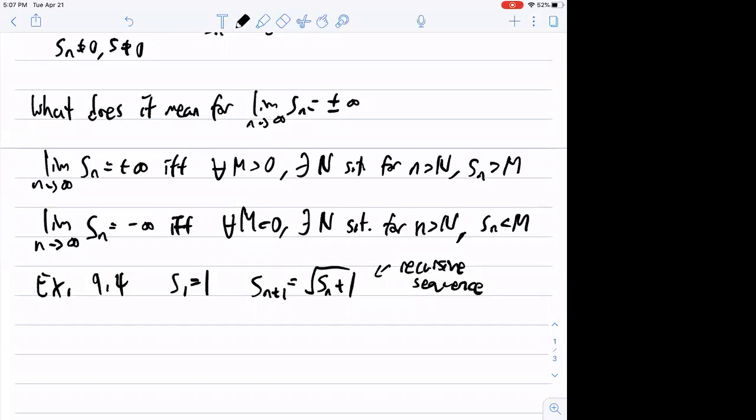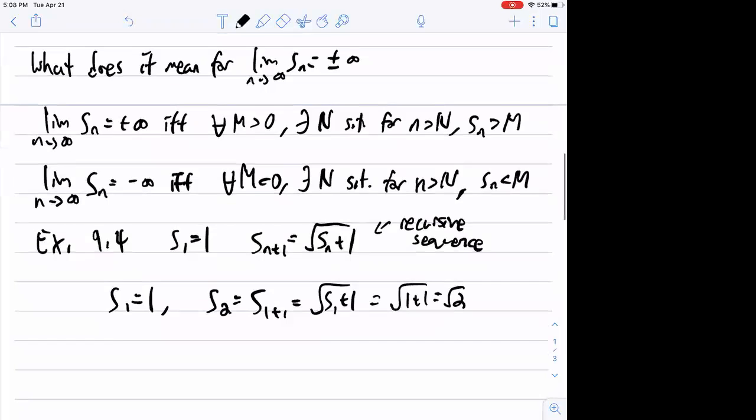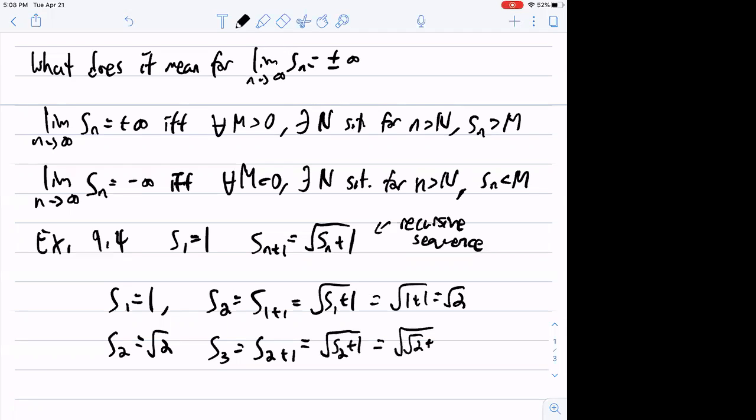So, just to clarify how this works, S1 is 1, then S2 is root of S1 plus 1. I'm plugging in n equals 1, and S1 was 1, so it's root 2. And then once you have root 2, you plug it in. S3 is root of S2 plus 1, which is root of root 2 plus 1. So this thing is your S3. And then you continue, and so on and so forth.